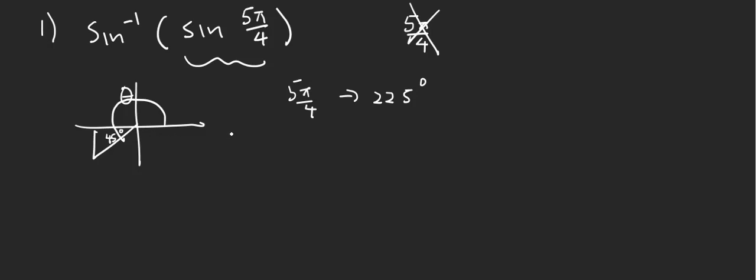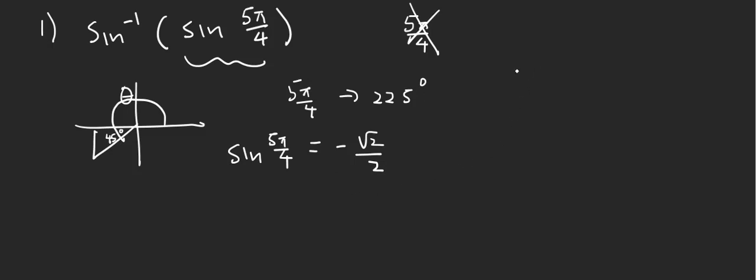Now, remember, we're trying to find sine of 5 pi over 4. Since the reference angle is 45 and theta is in the third quadrant, sine of 45 is radical 2 over 2. But since this is in the third quadrant, sine of 5 pi over 4 will be negative radical 2 over 2.